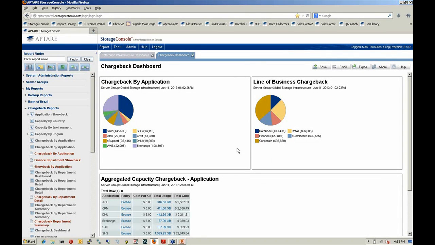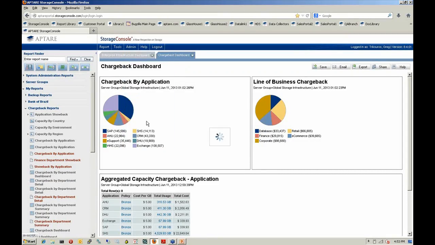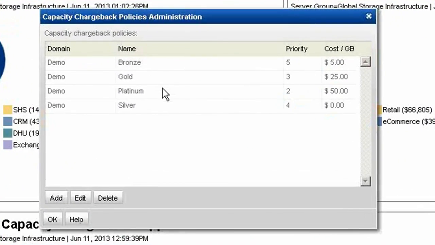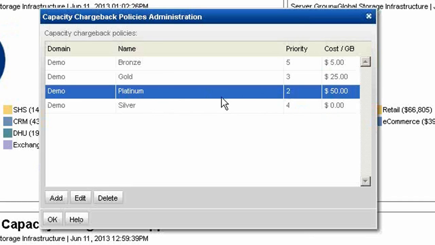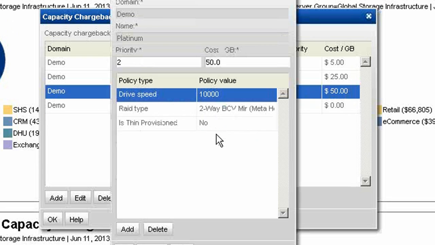The costs are handled via the idea of a tier of storage. So let me just quickly show you how we calculate the cost of storage here. Here I've defined a number of tiers of storage, and I've associated a cost per gig. As I drill into this particular cost of storage, I can see that there are different criteria behind it. So here we have a drive speed of 10,000 RPMs.